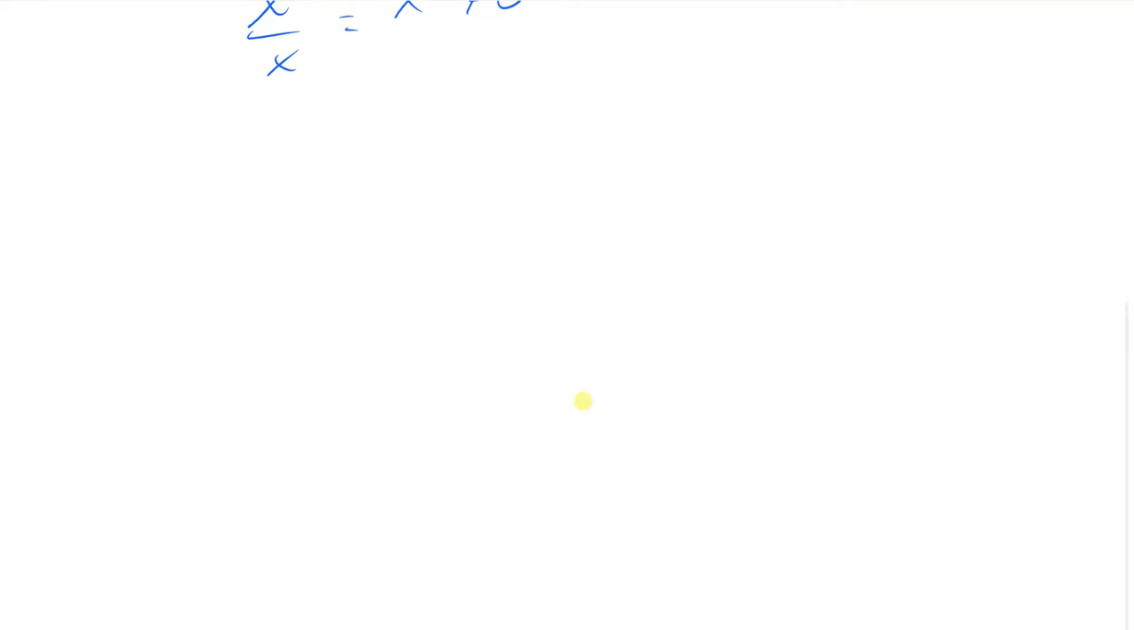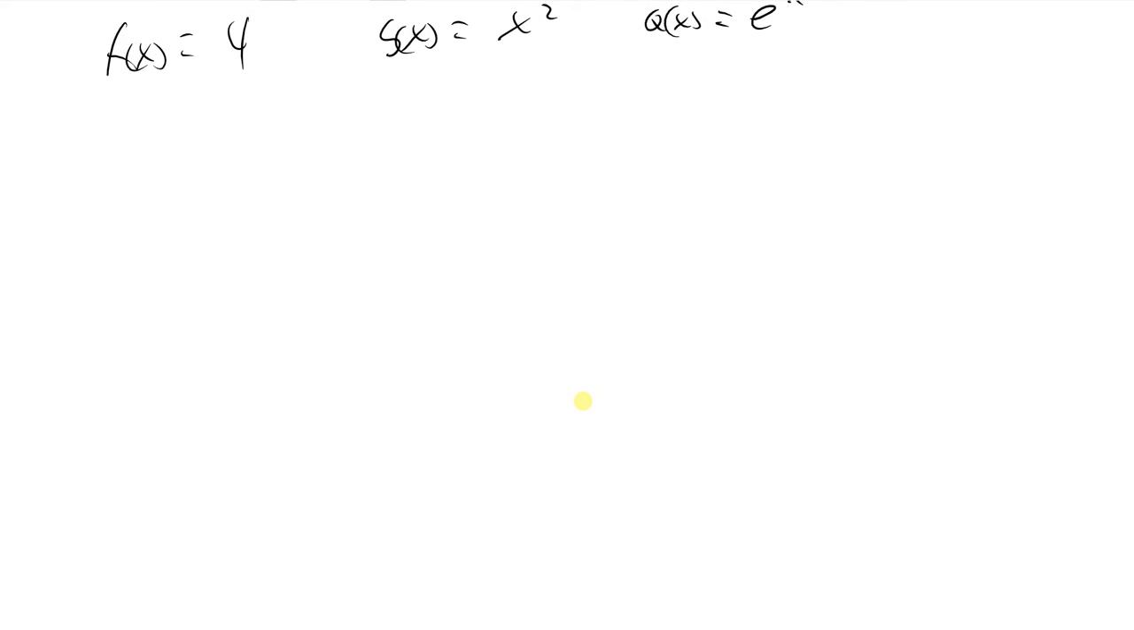If there's more functions, let's say f of x is equal to 4, g of x is equal to x squared, and q of x is equal to e to the x. So in this example, you could do a combination of more than one function. So you could have, let's say, 4x squared plus e to the x, but that doesn't work. So let's try a different method.